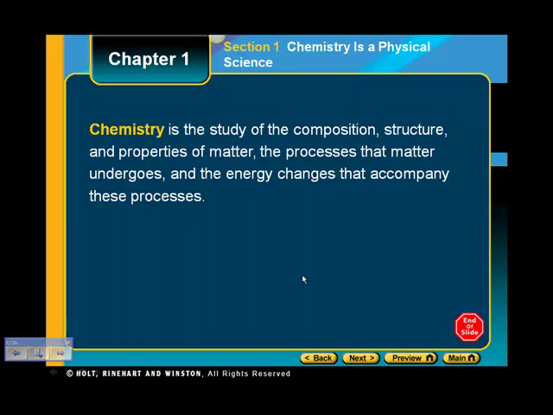All right. So starting off with some just basic vocabulary for this chapter, just to kind of set the stage for the rest of the quarter. Chemistry is the study of the composition, the structure, and the properties of matter. Also, the energy that accompanies those changes. Or the changes in those things. So energy is an important part of all chemistry.